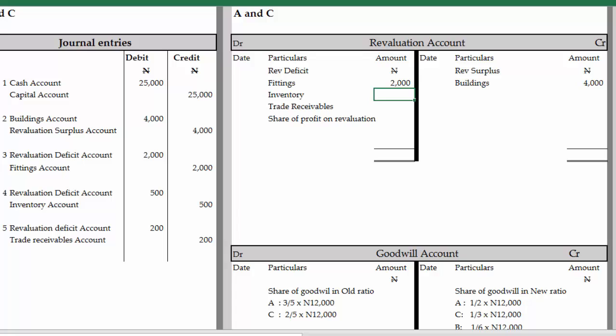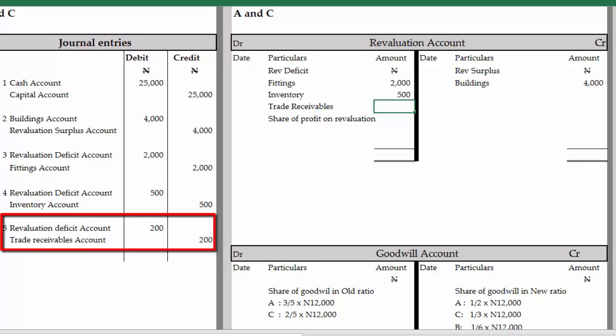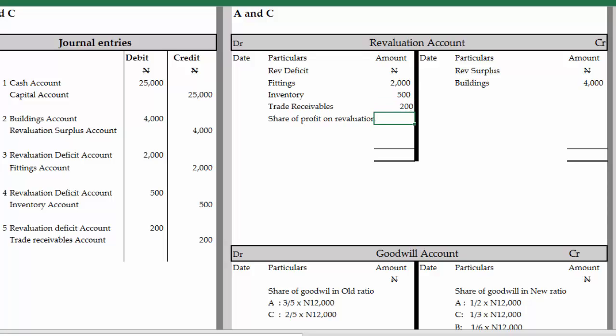The next is inventory, and it has a revaluation deficit of 500. So we debit the revaluation account. We have inventory and it's 500. The next is the trade receivables. The trade receivables was a deficit of 200, so we debit the revaluation account with 200.